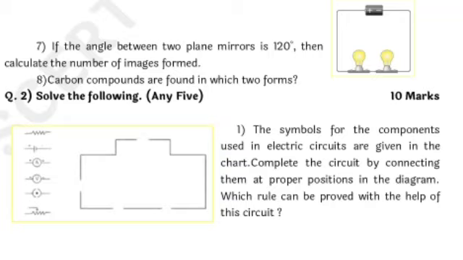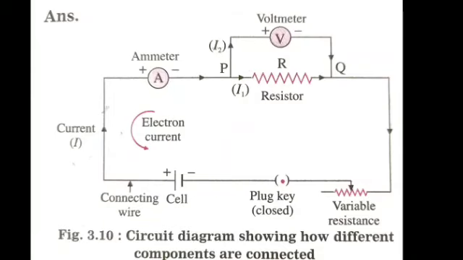Question 2. Solve the following. The first question is, the symbols for the components used in electric circuits are given in the chart. Complete the circuit by connecting them at proper positions in the diagram, and also tell which rule can be proved with the help of this circuit. Friends, from this diagram you can put the voltmeter, ammeter, resistor, cell, plug key, and variable resistance at their proper places.